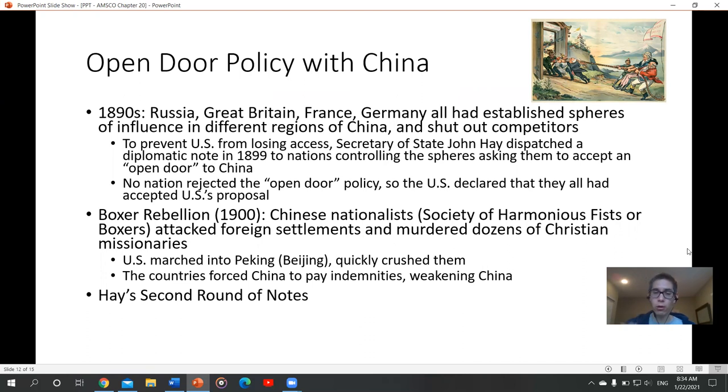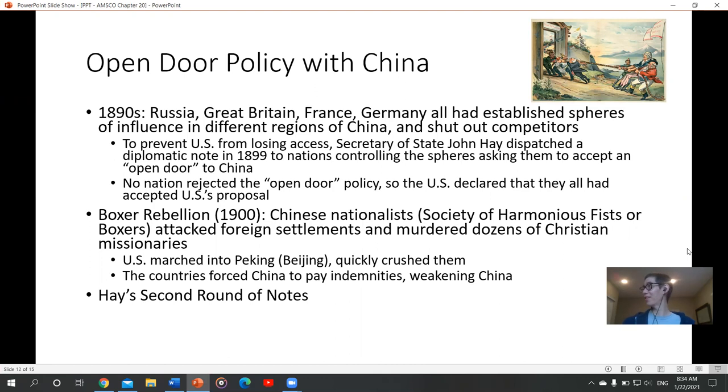They all had their own ports. England had Hong Kong, for example. France had Macau, whatever. So each European country had their own port. No other European countries were allowed to trade there. The U.S. was worried about losing access to China. And so the U.S. sent a diplomatic note to all of the European countries, basically asking them to accept an open door policy to China, which basically meant that the US would have access to all of these ports.